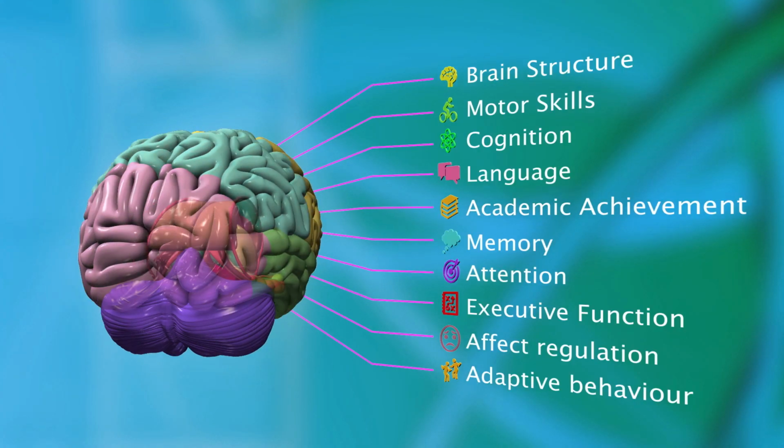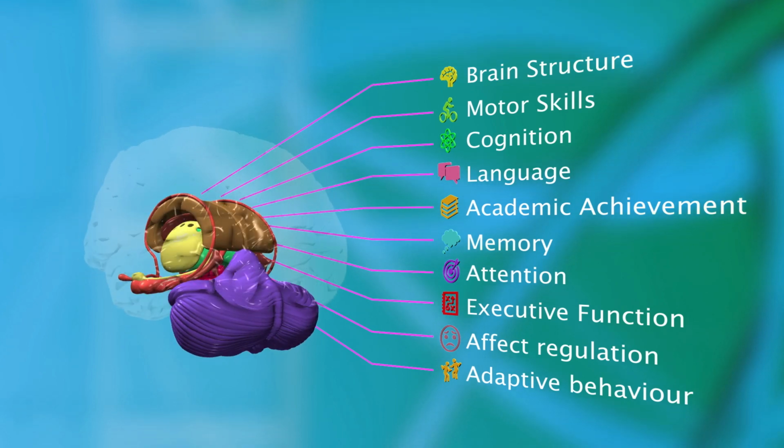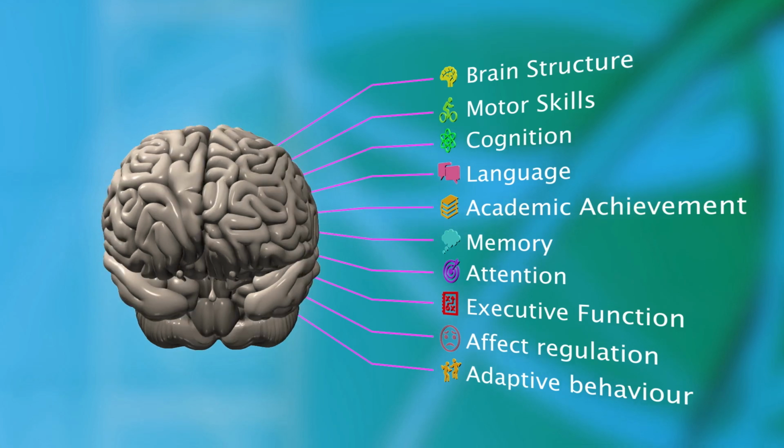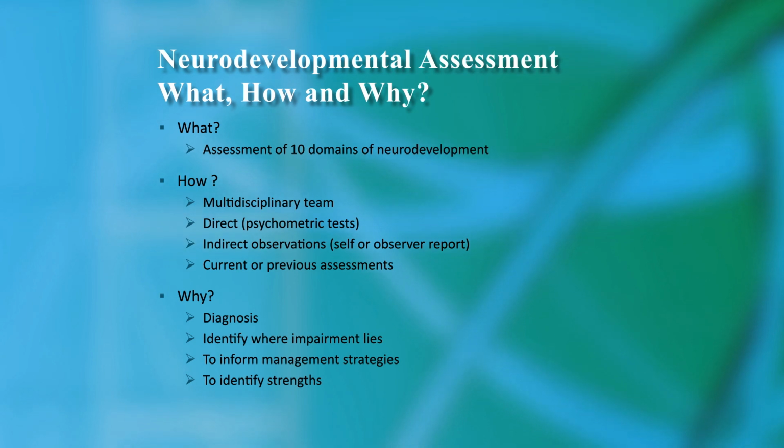So we have these 10 domains, and we're going to talk about these 10 domains separately, but the really important thing to keep in mind is that they do overlap. For example, if we can't attend, it's really hard to remember. It's really hard to talk. If you don't have good language skills, that will affect your verbal memory. So even though we're looking at these 10 domains, we have to acknowledge the gestalt and how each domain affects one another. What we're wanting to see is significant neurodevelopmental impairment.